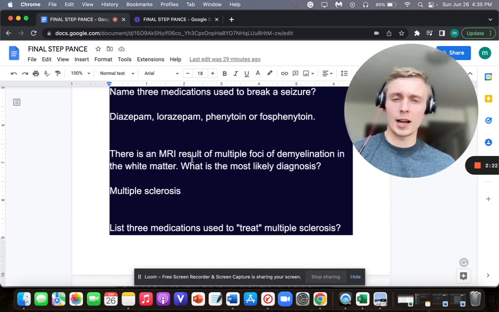There's an MRI result of multiple foci of demyelination in the white matter. What's the most likely diagnosis? Multiple sclerosis. Those myelin sheaths, we're losing those myelin sheaths. That's demyelination, and that's multiple sclerosis. You can see that on MRI.